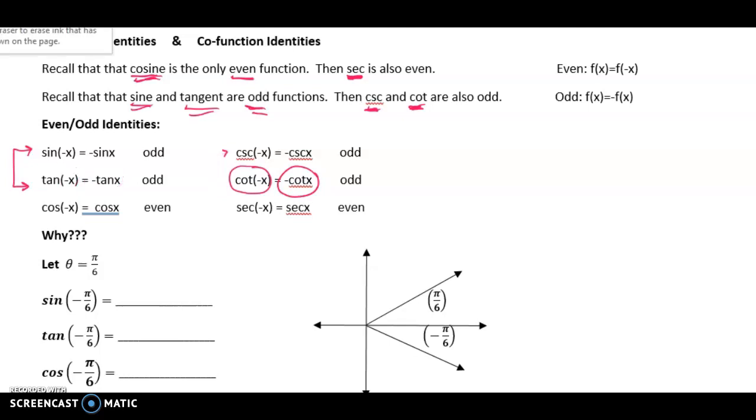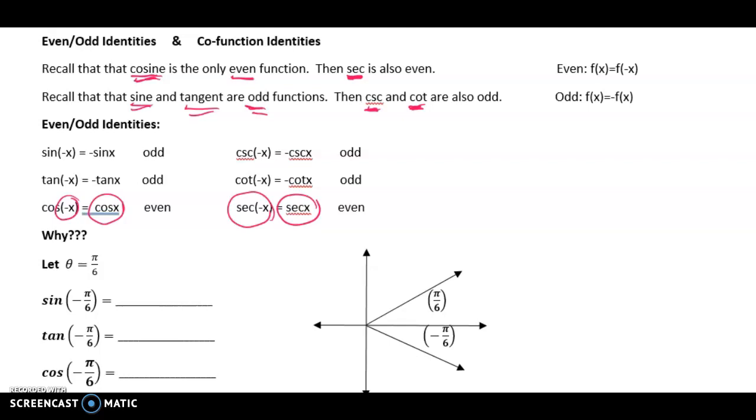And we're going to get to these. I think you'll understand when we get to some examples. Cosine being the only even function, when you take the cosine of a negative angle, the negative simply goes away. So the cosine of negative x is equal to the cosine of positive x. Since cosine and secant are reciprocals, secant is done the same exact way. Secant of negative x is equal to the secant of positive x.